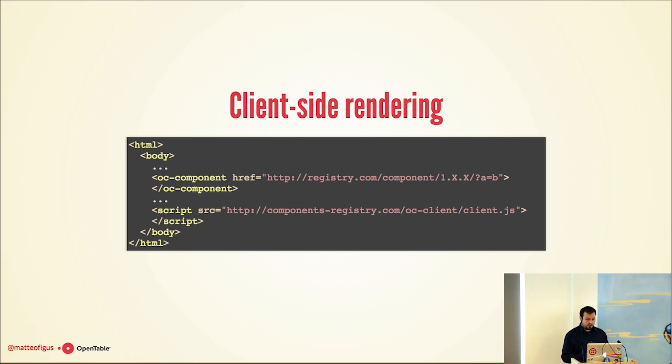The idea is we have a little JavaScript client, which is a couple of kilobytes big and supports IE8 and stuff like that. This was needed for our business. The only thing we need to do is put an OC component tag with an href. You can optionally specify the version of the component and the parameters, and the component is client-side rendered as soon as the DOM is ready.